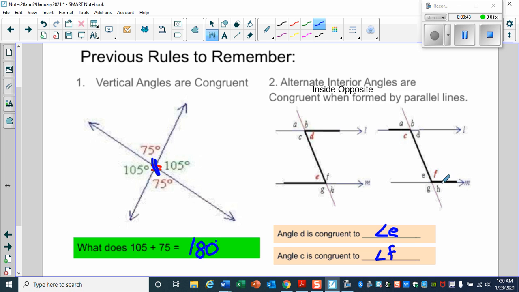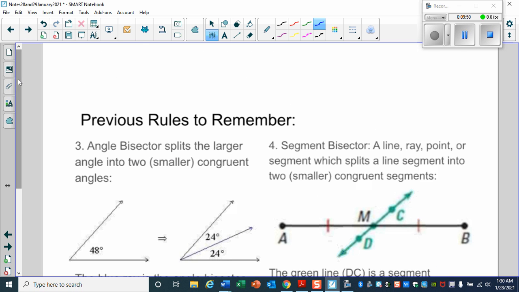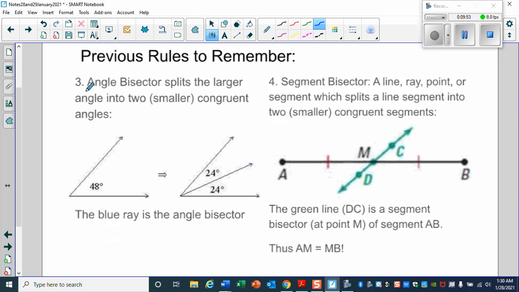So again, angle C and angle F are congruent. E and D are congruent. And then another one, angle bisector. You have your 48-degree angle, angle bisector, 24 and 24. So smaller congruent angles because, again, when you bisect something, you split it into two equal parts, in this case, two angles, 24, 24.